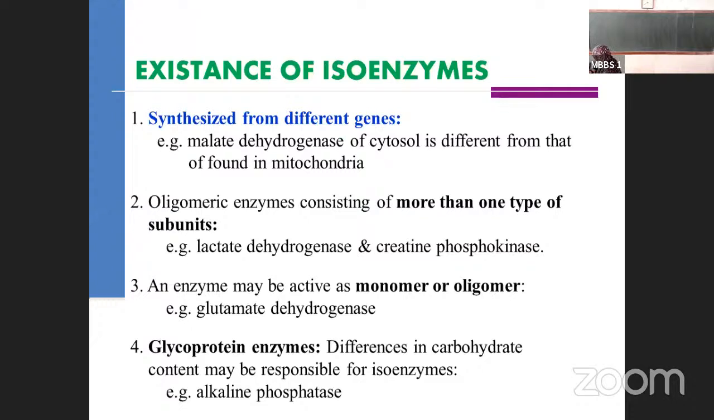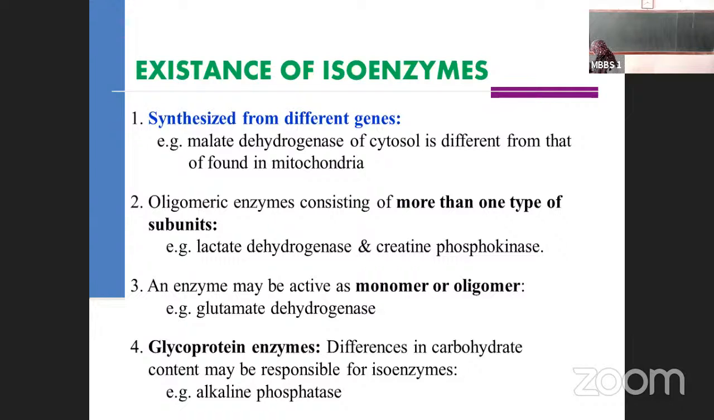So, what is the existence of different forms of same enzyme? One, we learned that they are synthesized from different genes. And another reason for this is they are oligomeric. They have more than one subunit. The main enzyme will be same only, but the subunits which are attached to the main enzyme will be different. Because of the different subunits, the enzyme exists in the isoenzyme form.